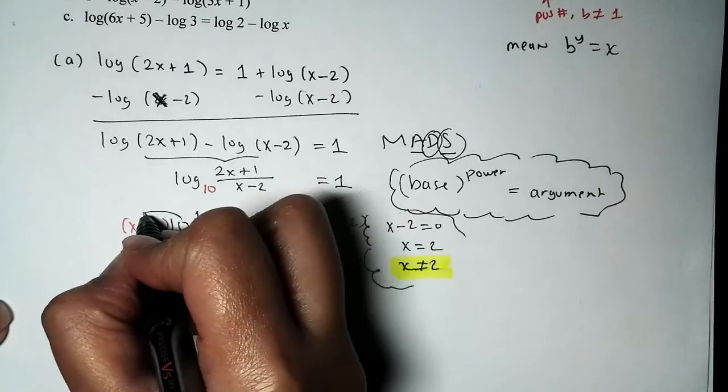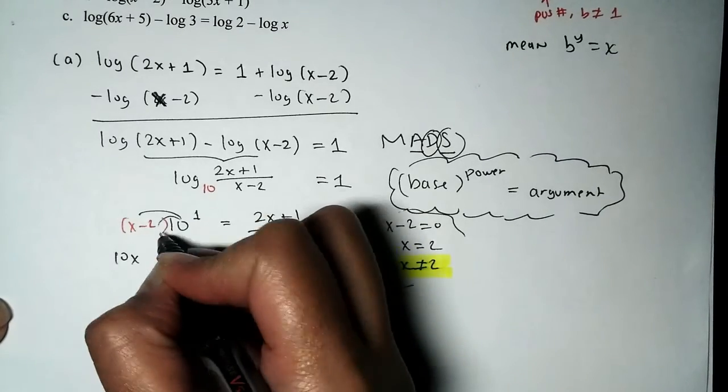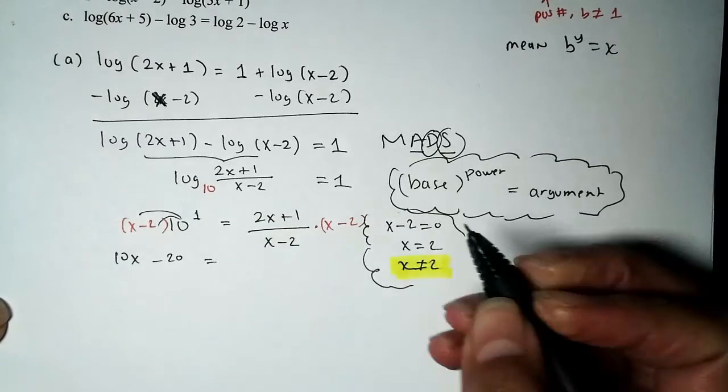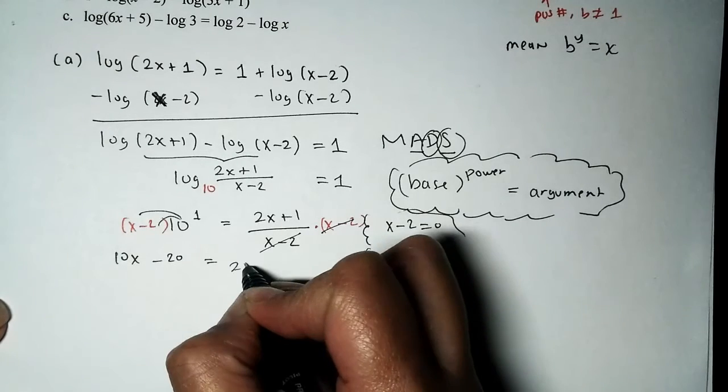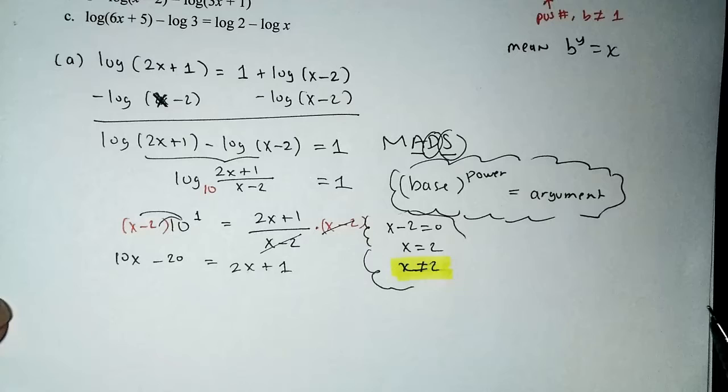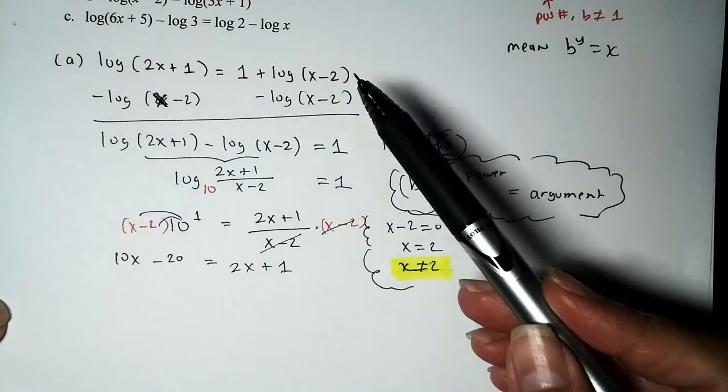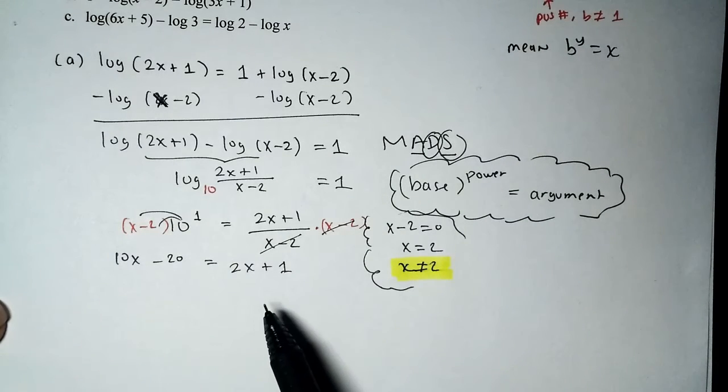We'll distribute the 10. That will give us 10x minus 20 equals, the quotient of x minus 2 in itself will give us 1, and that will give us 2x plus 1. So we went from a logarithmic equation to a rational equation to a linear equation.